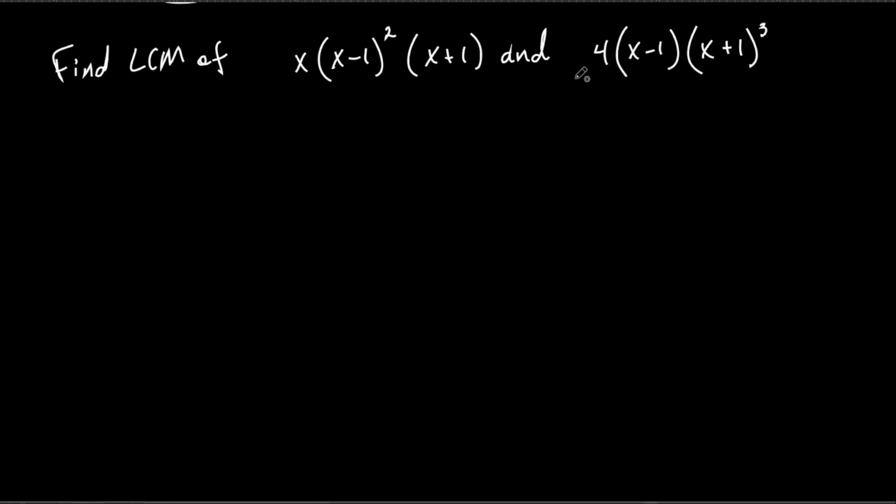There is an x that shows up. So what are we going to do? We're going to put down an x. What else shows up? Well, we got an x minus 1. Let's do the one that's next to it. Everybody watch.